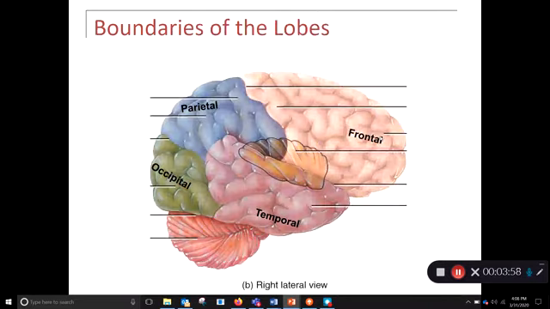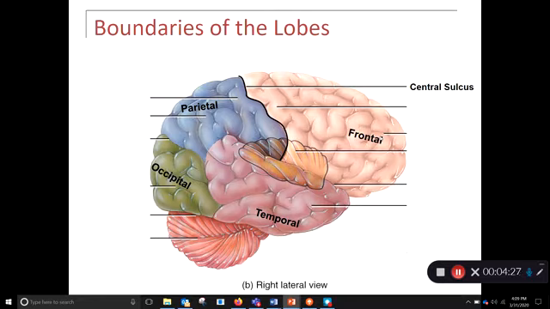Now, how do we know where one lobe begins and one lobe ends? Well, not only functionality, but also there are some landmarks that you're going to care about. The very first one is right here. It is your central sulcus. It is the one that divides the parietal and the frontal lobe. It is a very important sulcus. It has a lot to do with identifying the sensory and motor portions of your brain.